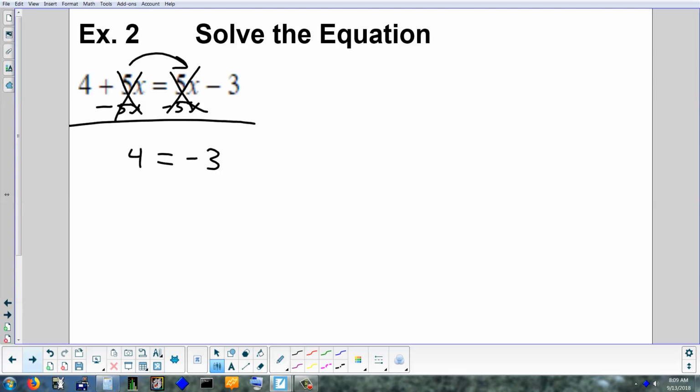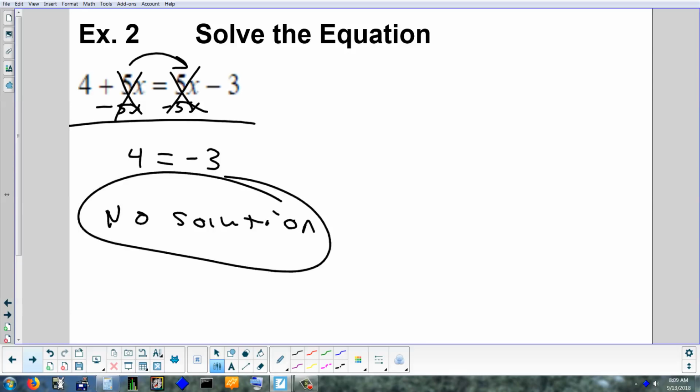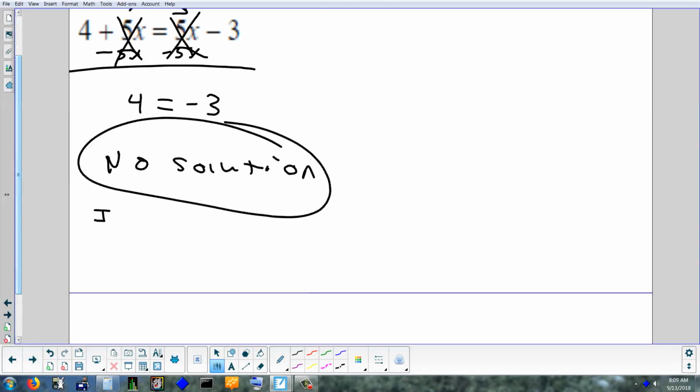So what that means is, do you think this equation has no solution, or it's an identity where there's an infinite amount of solutions? What do you think? Matt? No solution. This is a no solution. Once again, when it's a false statement, when you look at it, it makes no sense. That means there's no solution. 4 is negative 3 is false. It's not true. 4 can only be 4. Negative 3 can only be negative 3.